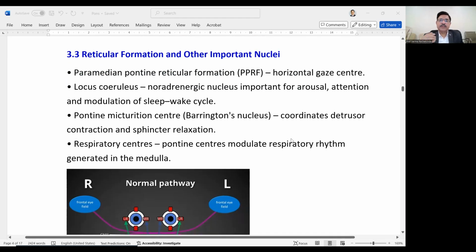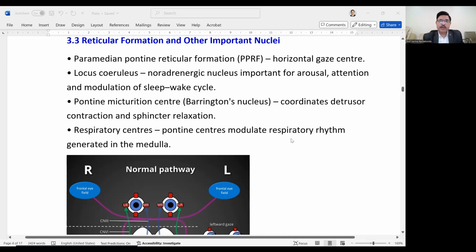Then also you have respiratory centers, pontine centers for modulating the respiratory rhythm generated by the medulla. The respiratory rate and rhythm is controlled by the pons, but the respiratory impulse is generated in the medulla. Whatever respiratory drive is generated in the medulla, we have the chemoreceptors there, depending on the oxygen concentration and the carbon dioxide concentration. Either there will be hyperventilation or hypoventilation, which is done by the medulla, and the pons oversees those responses in the respiratory system.